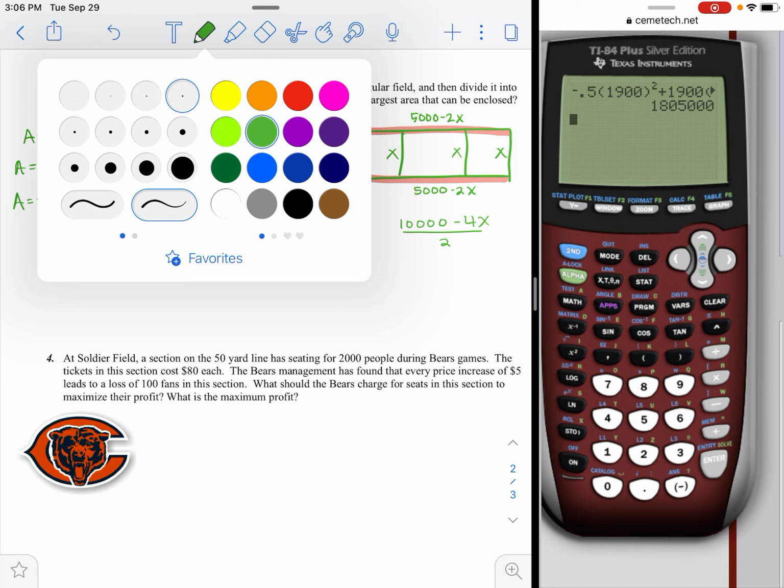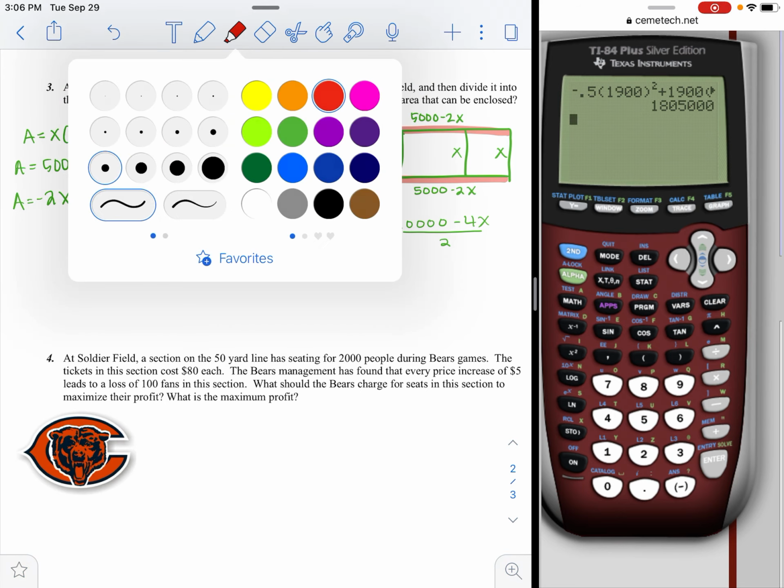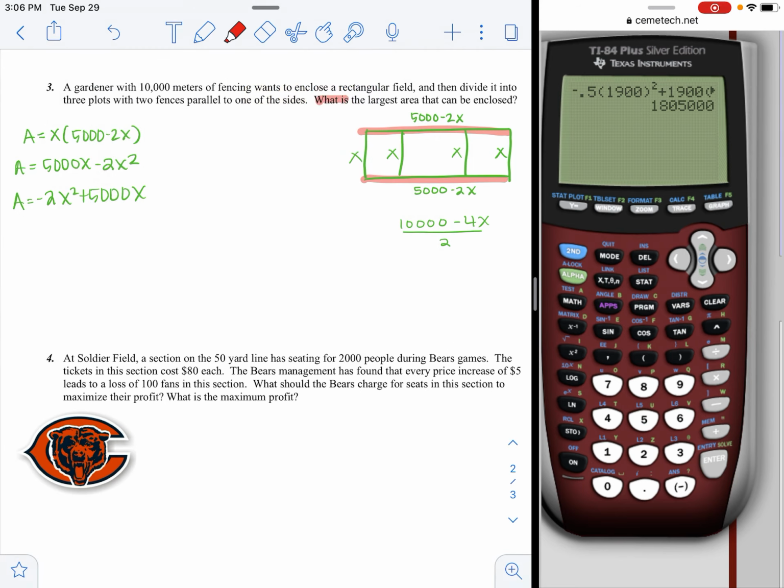Okay, so let's see what this one's asking me for. It is asking me what is the largest area that can be enclosed. So I need to know what A is. In order to find out what A is, I need to know what X is. This is another downward facing parabola. Max A value is going to come from the vertex of that parabola. So I first need to find the X value of the vertex of the parabola. X equals the opposite of 5,000 over 2 times negative 2.